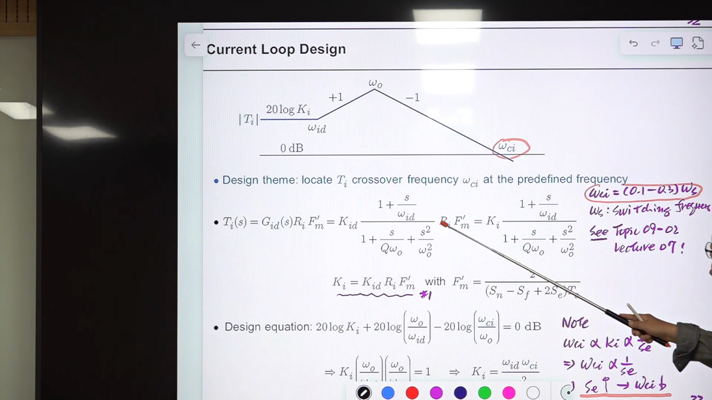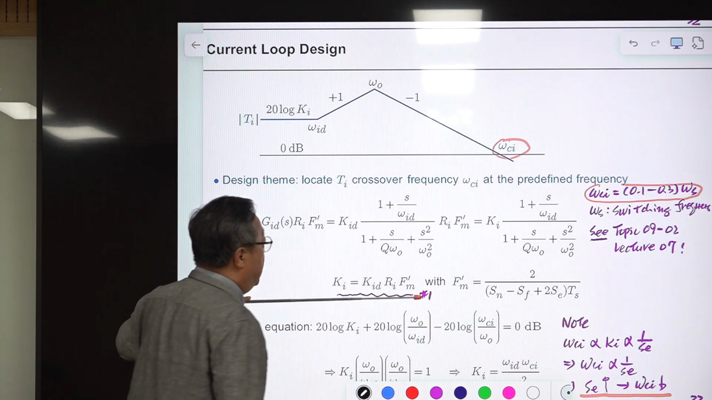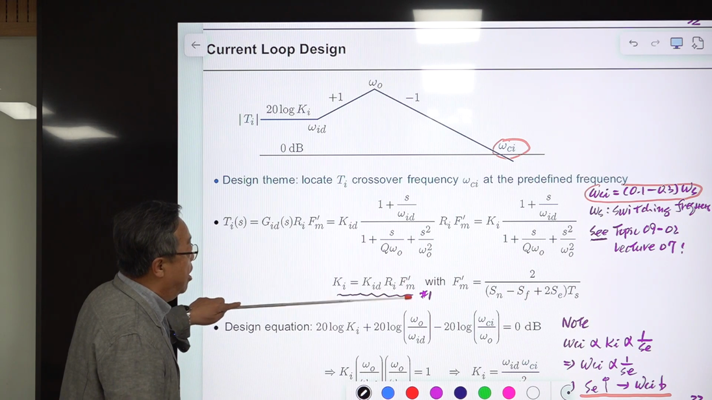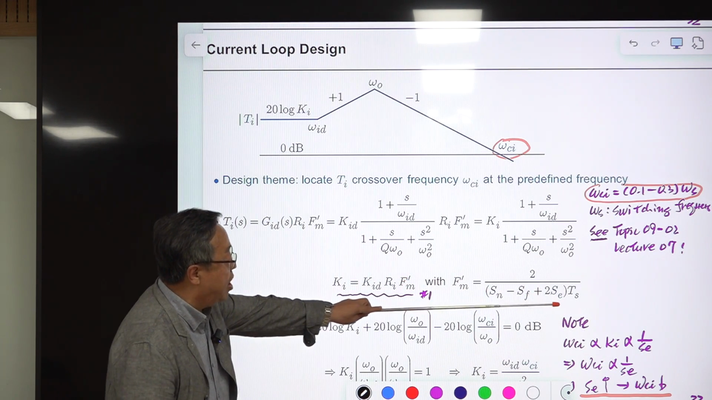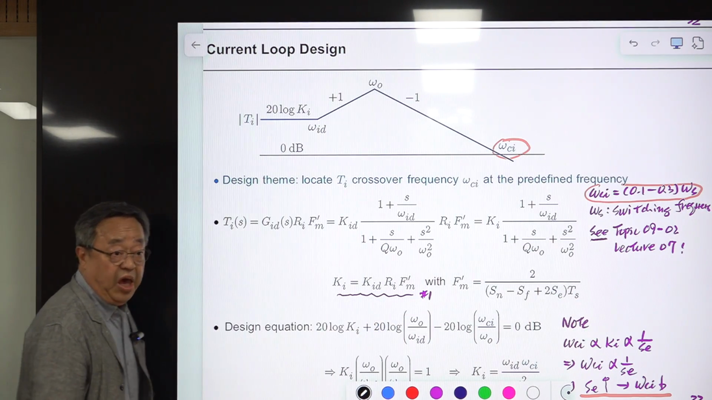This is constant, this is constant, this is constant, and you multiply these three constants all together. So you have another constant KI. This is the pole frequency, this is the zero frequency, and this is the double pole frequency of the power stage double pole. Okay, so you understand this, all right? So one expression is this one, KI is given by KID times RI times FM prime, and FM prime is given here. This is the Fred series gain formula.